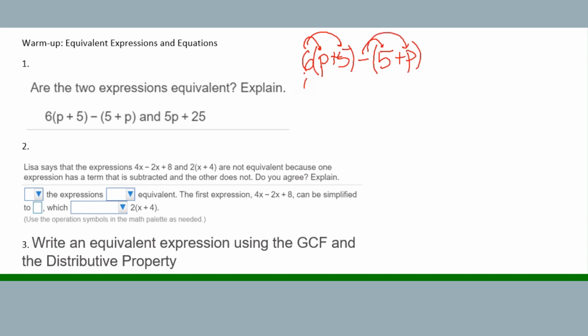So 6 times p plus 6 times 5. And then I have minus 5 times 1. You can put a 1 right here. Negative 1 times 5 is negative 5. And then negative 1 times p is negative p. So you can think of it like that.